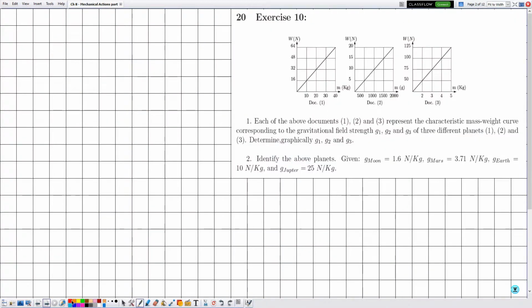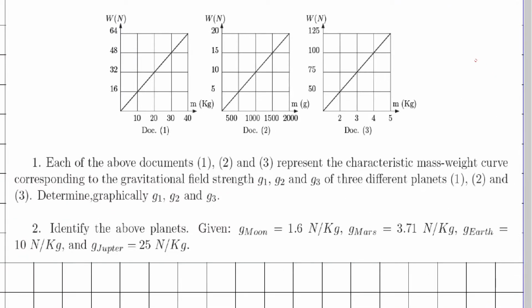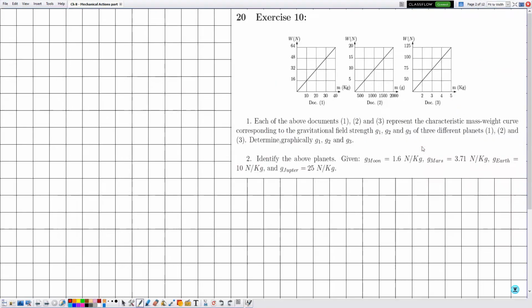And now as a direct application, let me solve the following exercise. Section 20, exercise 10. They are telling us each of the documents 1, 2 and 3 represents a characteristic mass-weight curve corresponding to the gravitational field strength G1, G2, and G3 of 3 different planets. So this is characterized by G1, this by G2, and this by G3. Determine graphically G1, G2, and G3, and this can be done using the slope method. Then let's start with the first document.